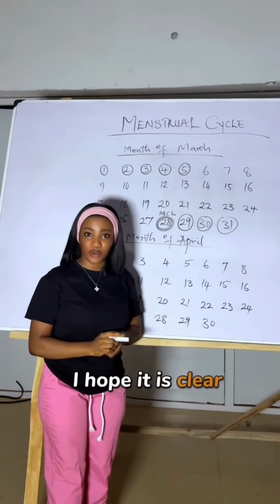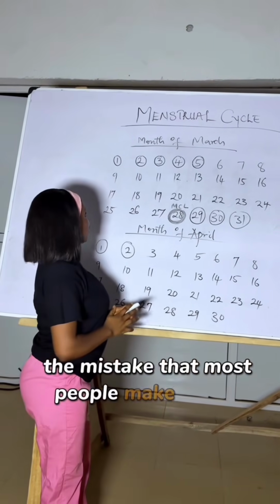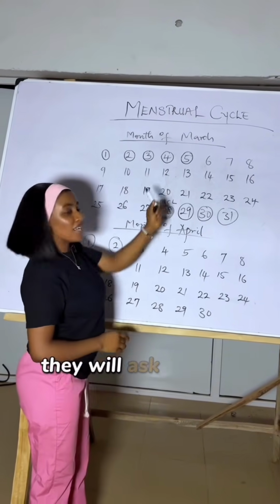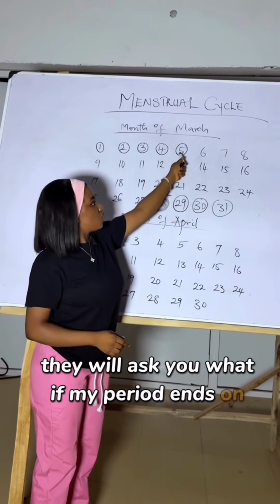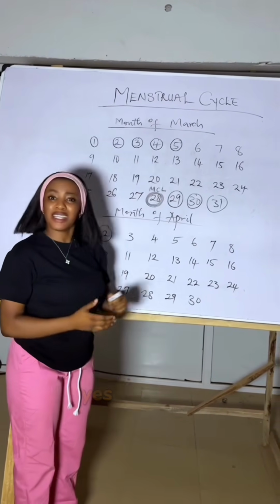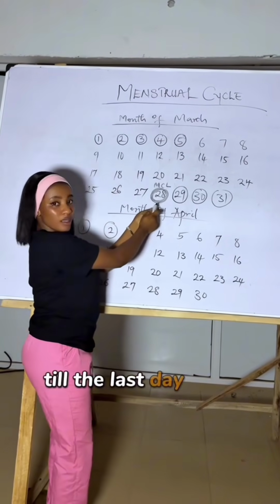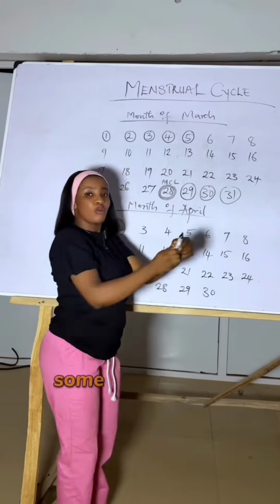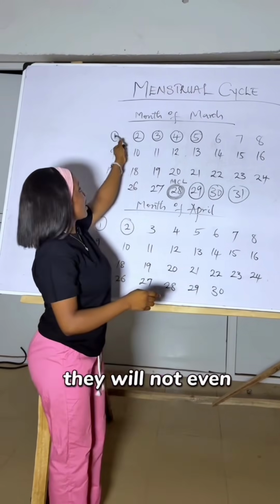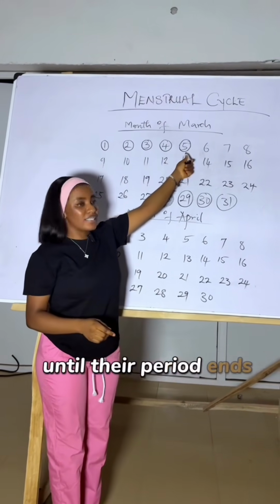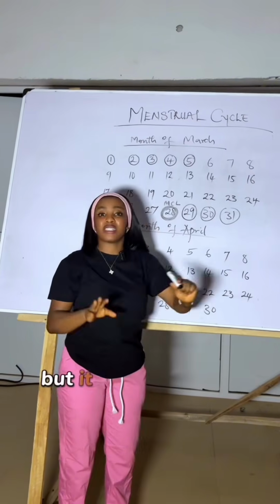I hope it is clear enough. The mistake that most people make is that they will ask you, what if my period ends on day 5? Should I still continue counting? Yes, my darling, you have to continue counting. Continue counting till the last day before your next period starts. Some also make the mistake of not counting at all until the period ends, then they start counting, but it is very wrong.